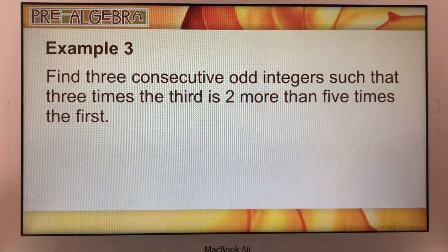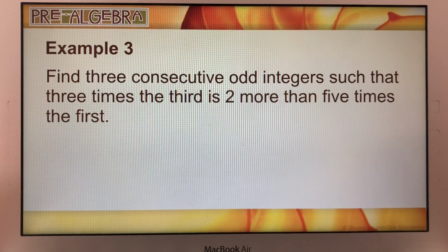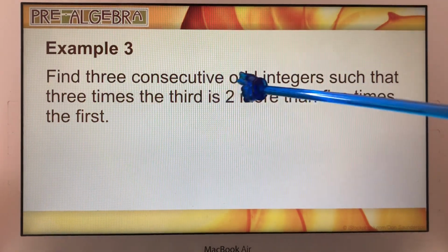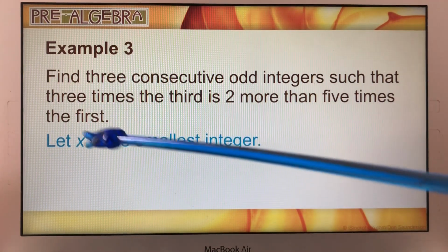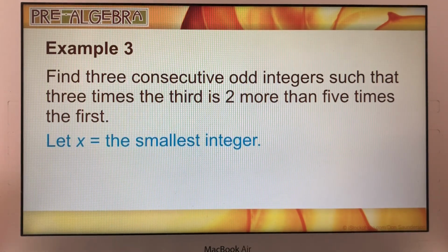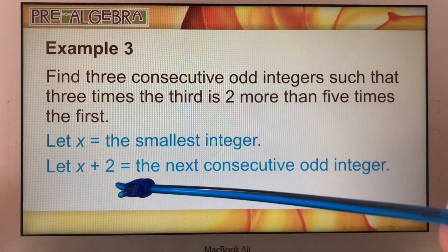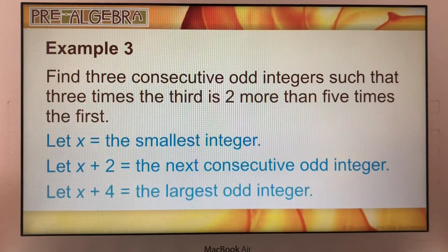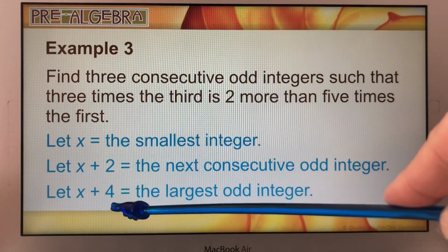Here's our next example. Now we have 3 consecutive odd integers such that 3 times the third is 2 more than 5 times the first. Okay, so now you're going to have 3 consecutive odd integers. So our first variable, x, is the smallest integer. The next consecutive odd integer is going to be x plus 2. And then the third, or the largest odd integer, is going to be x plus 4.